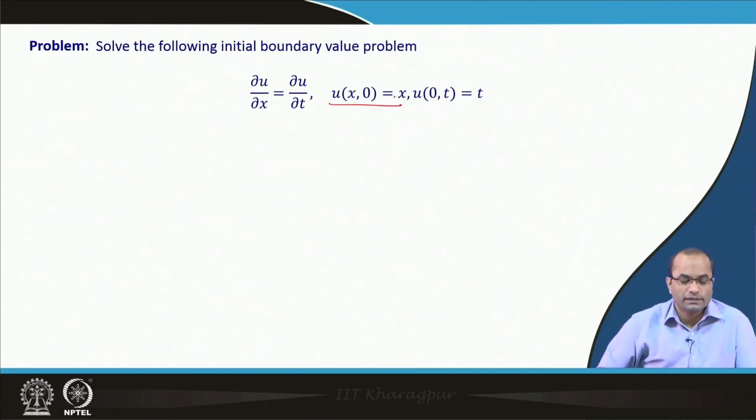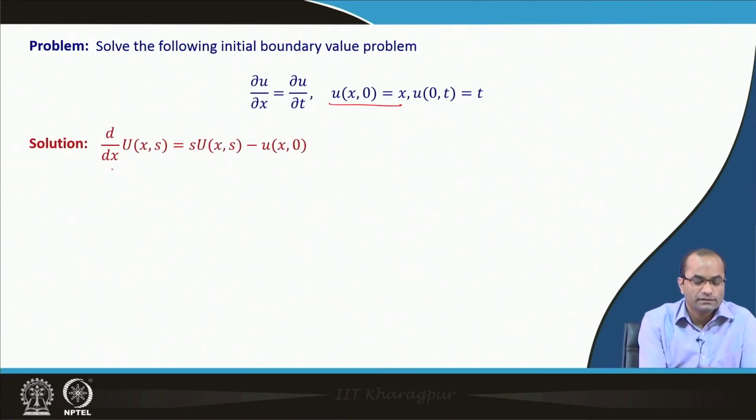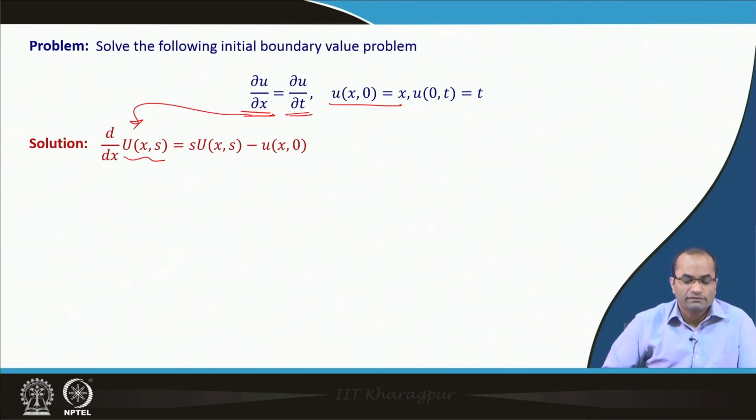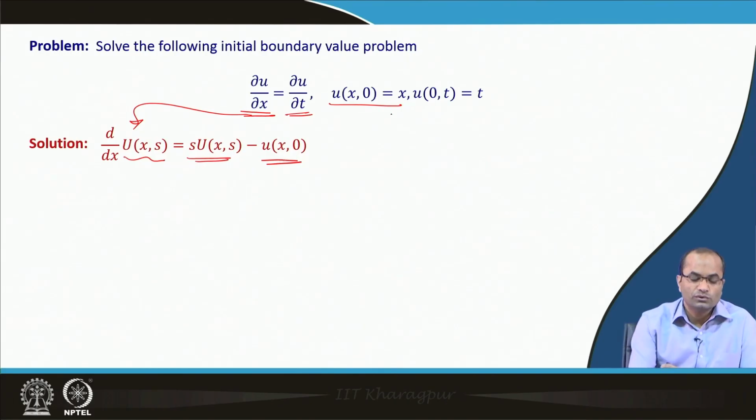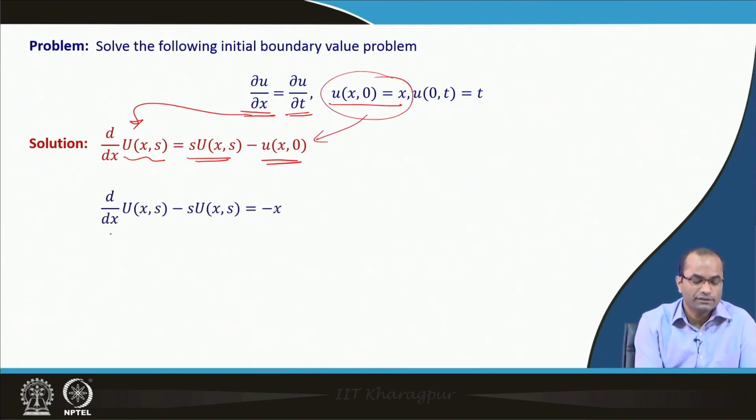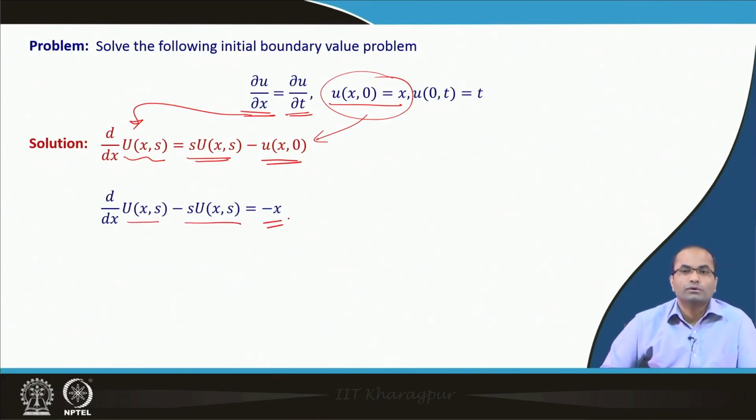With these two conditions we can now apply the Laplace transform, and the initial condition will be incorporated at the beginning itself. While taking this Laplace transform, we get d/dx of U(x, s) on the left, and on the right-hand side, because of t, the derivative theorem gives s U(x, s) minus u(x, 0). u(x, 0) we can use from there.